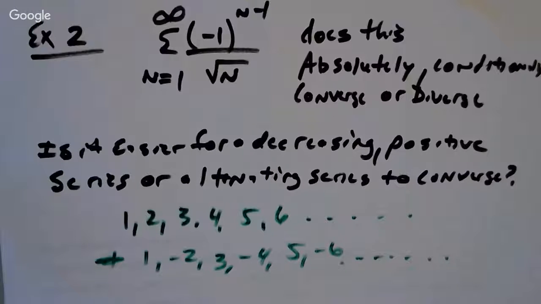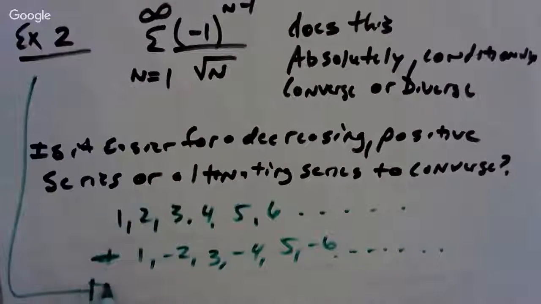Now we got to figure out, is it absolutely converging or conditionally converging? To look at that, we have to look at the original series and not the alternating. 1 over the square root of n, is that converging or diverging? Diverging. So let's go down to example 2 here.